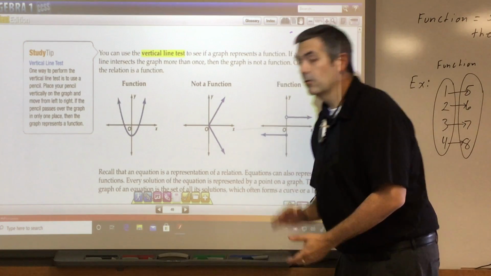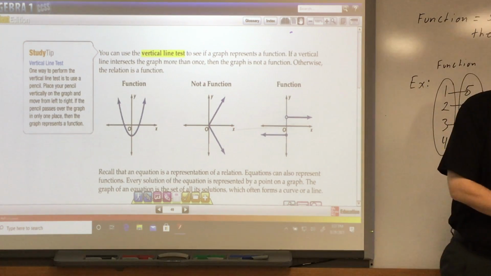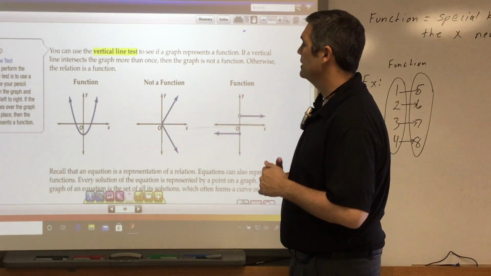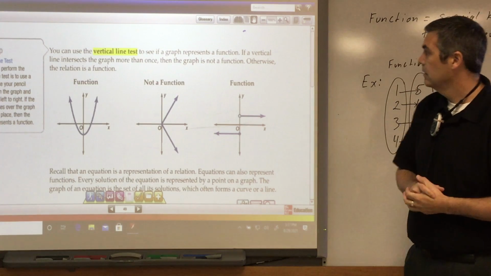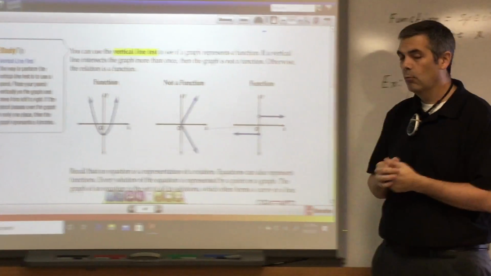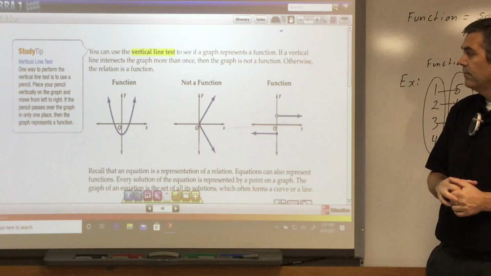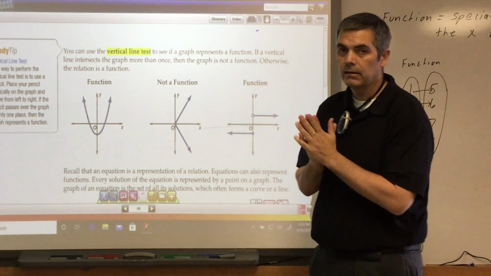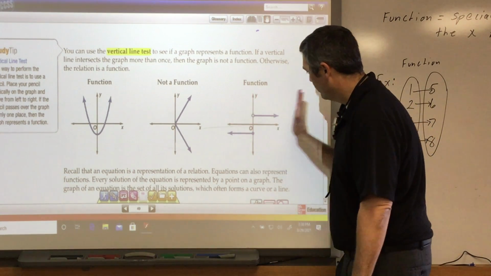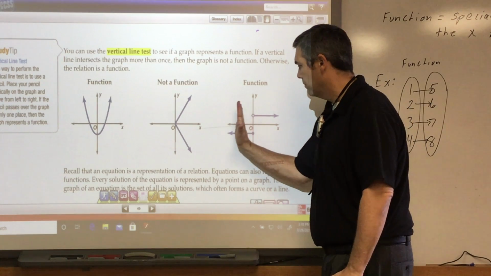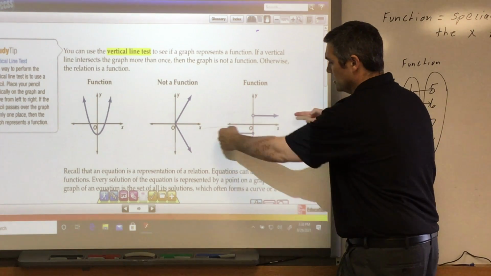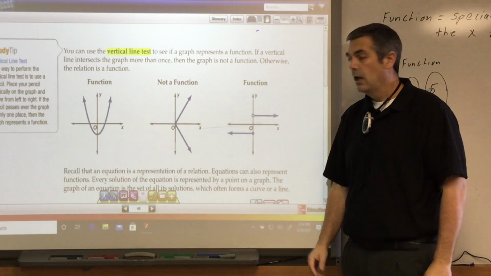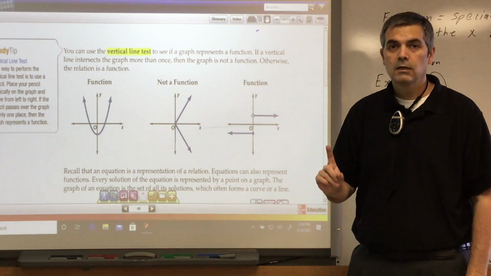All right, vertical line test, very important. You should know how to use the vertical line. Okay? You can use the vertical line test to see if a graph represents a function. If a vertical line intersects the graph more than once, then the graph is not a function. Otherwise, the relation is a function. Okay, so what do they mean? That means that if you take a vertical line and you just move it along that graph, okay? And if it intersects anything that's graphed on that line more than once, it's not a function. If it only intersects once, it's a function.